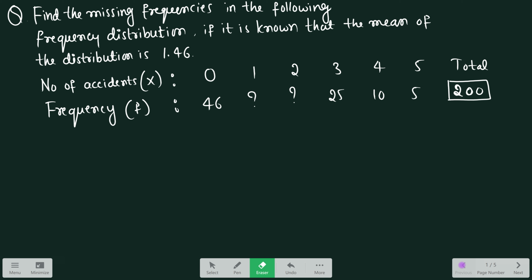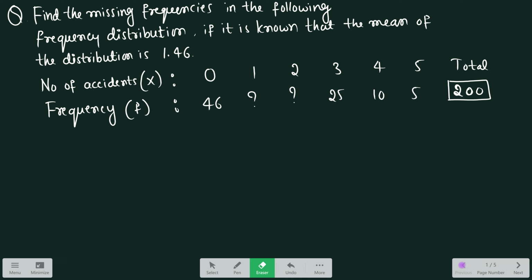Okay, students, now we are going to see the problems which are related to statistics. In statistics, first we are going to be solving the problems which are related to finding the mean by direct method. Now we are going to see some important questions related to finding the mean by direct method.